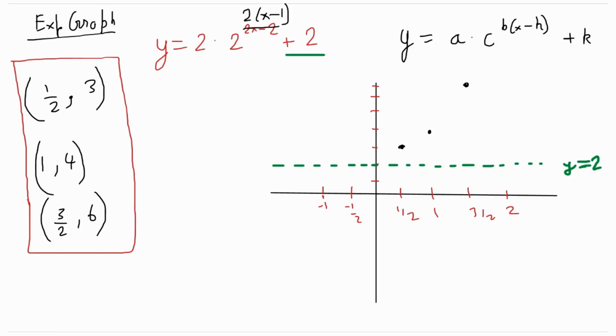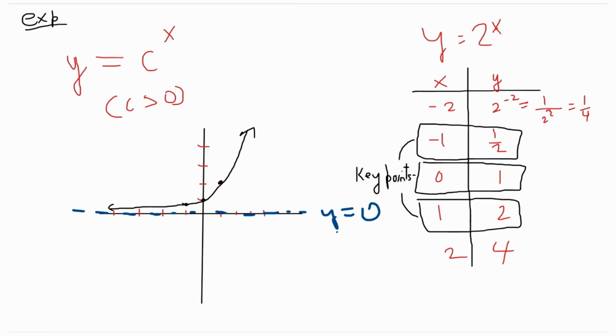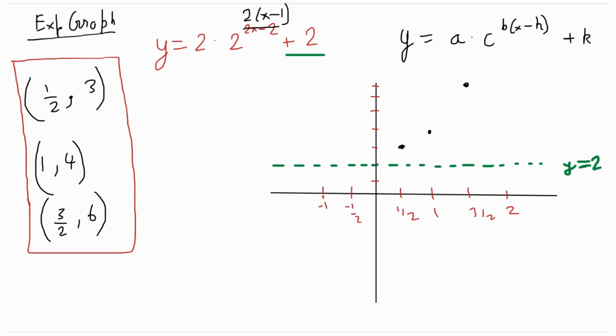And another thing, remember the asymptote? Way back here, the asymptote was y equals 0. Well, what does the k value do? If we were to add a k value, it shifts the graph up or down. So if the whole graph is shifting up and down, that means the asymptote also shifts up and down. So now our asymptote is our k value. So this is our asymptote. For exponents, the asymptote is the k value.